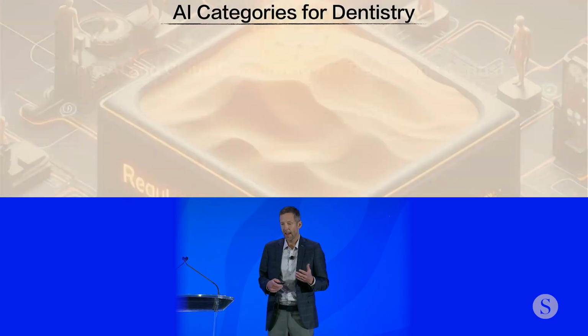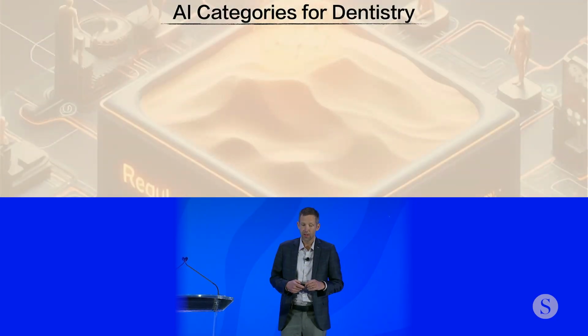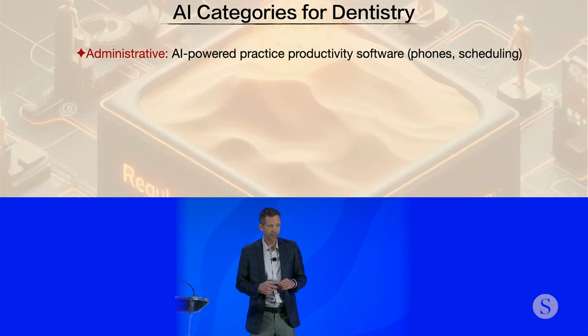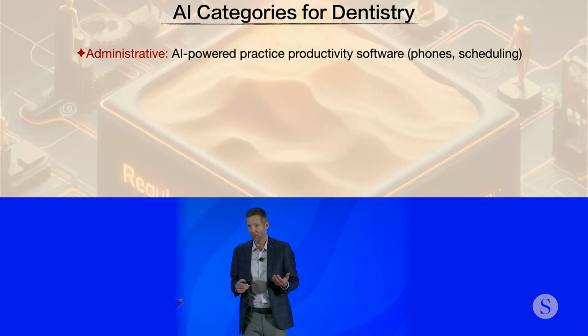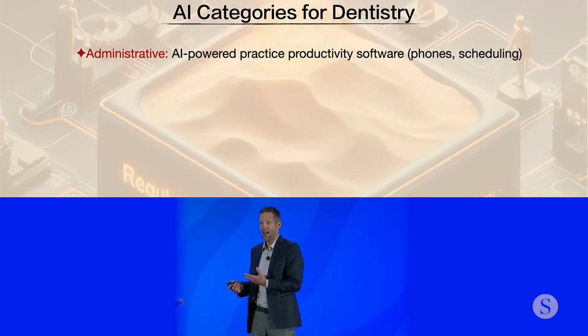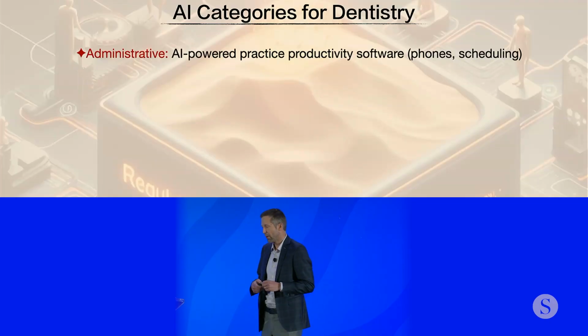When I look at AI, I think you can really break it down into three categories. We have administrative AI. This is very popular. The last I looked, there were like 100 companies offering this. Do you want AI to answer your phones and things like that? So that's one way we can do it.